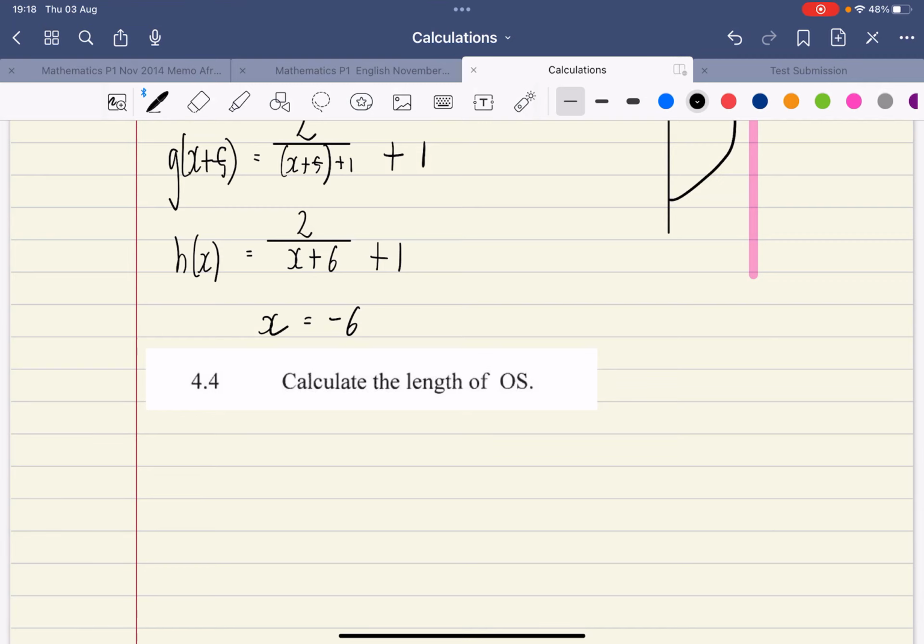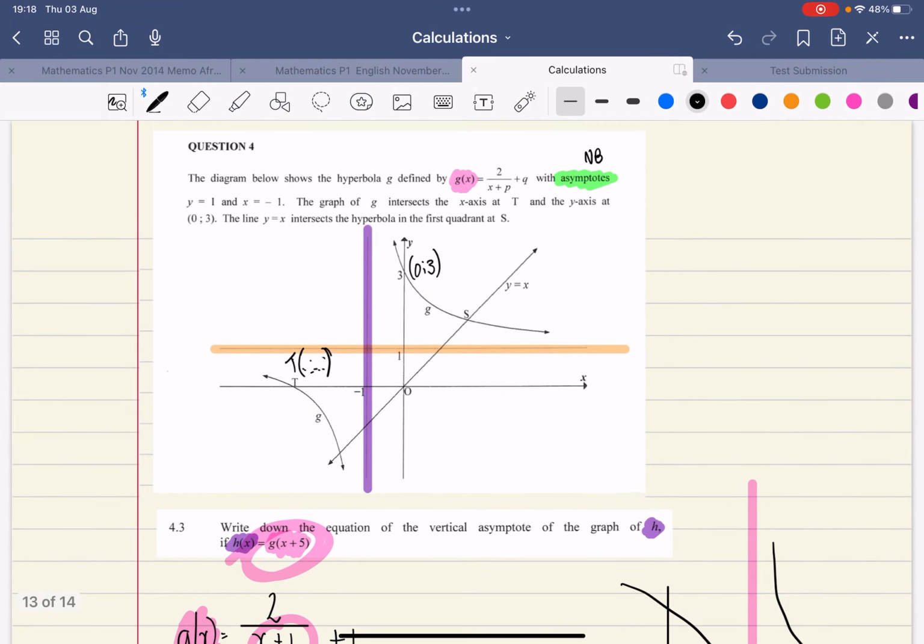4.4. Calculate the length of OS. So let's go look at what OS is. OS is this length over here. One thing we can tell from this, which is very important because it does pop up a lot, is that this is a straight line.